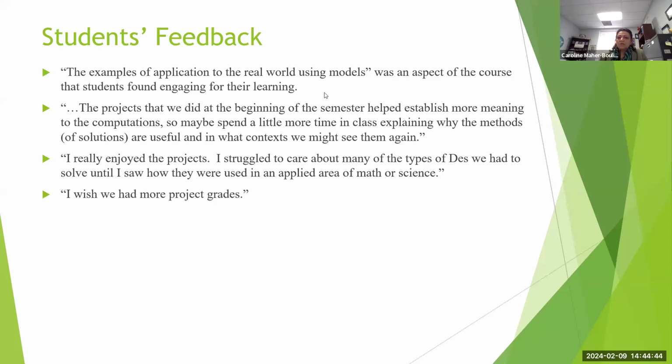Another said: the projects that we did at the beginning of the semester helped establish more meaning to the computations. So maybe spend a little more time in class explaining why the methods of solutions are useful and in what context we might see them again. Another: I really enjoyed the projects. I struggled to care about many of the types of differential equations we had to solve until I saw how they were used in an applied area of math or science.